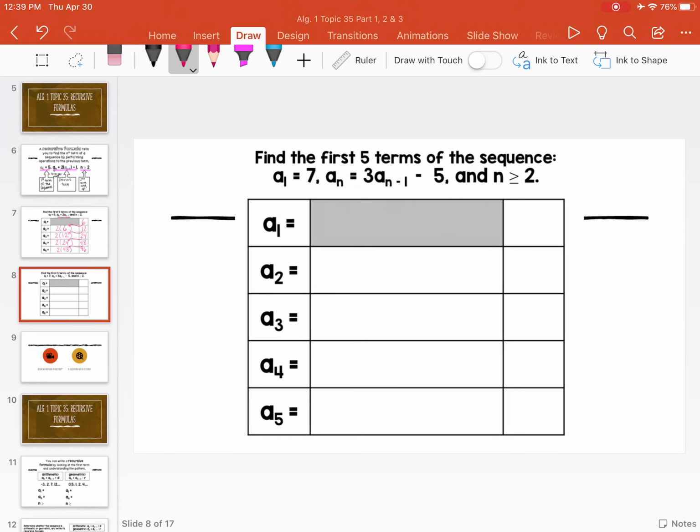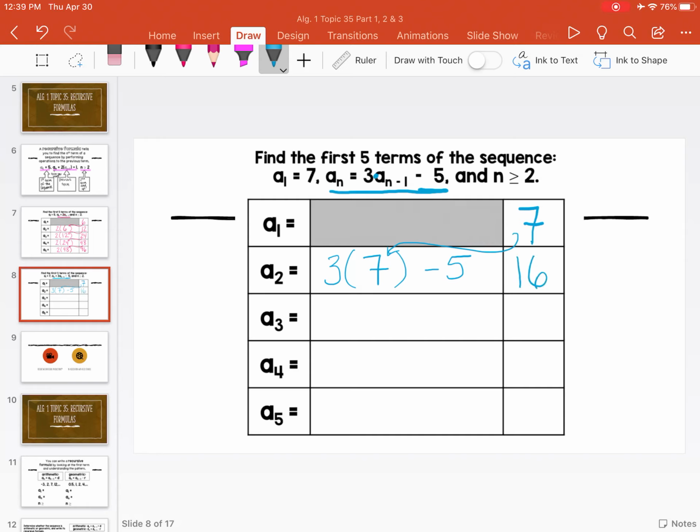For the next example, we're also asked to find the first 5 terms of the sequence. But here, the first term starts off with 7. Now our rule is a 2-parter. We have to first multiply our previous term by 3, then subtract 5. So I'm going to take this 7, multiply it by 3, then minus 5. And as a result, my answer, I will get 16.